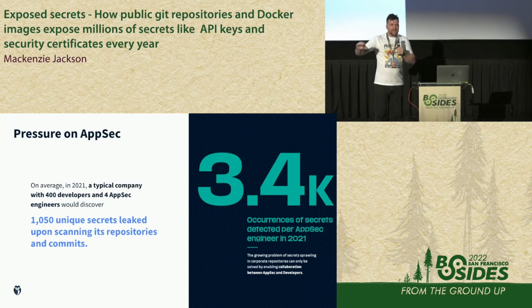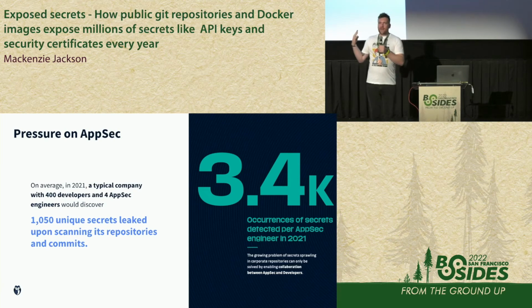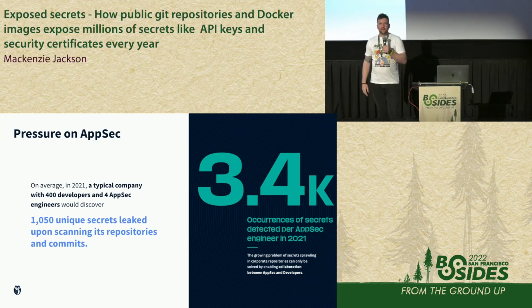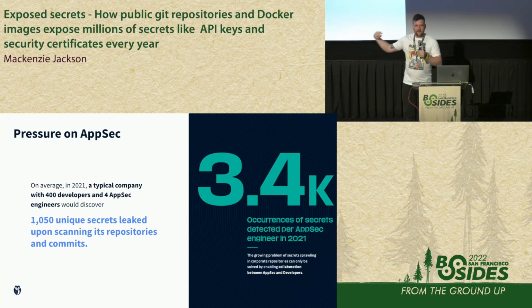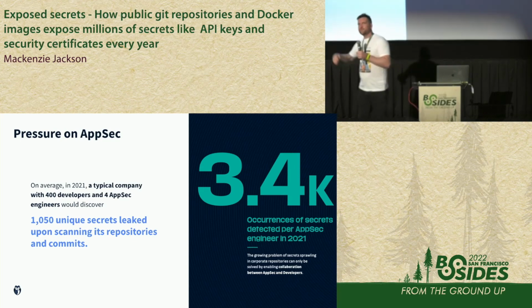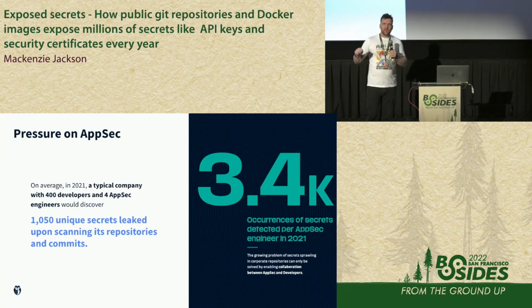Now, taking the industry standard of one AppSec engineer per 100 developers, these companies would have 4 AppSec engineers. So if we divide the 13,000 incidences of secrets amongst these 4 AppSec engineers, each of them would have to investigate, communicate with the developers, remediate, revoke, and republish new credentials 3,400 times in a year. It's completely unachievable. So you do the next best thing and you just ignore the problem.